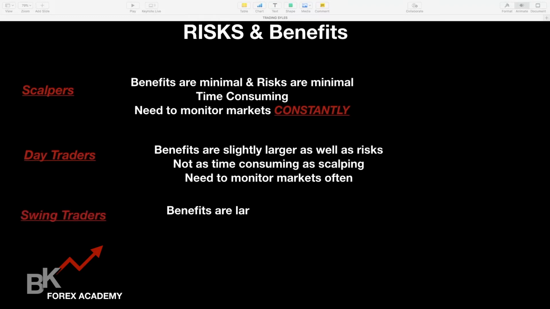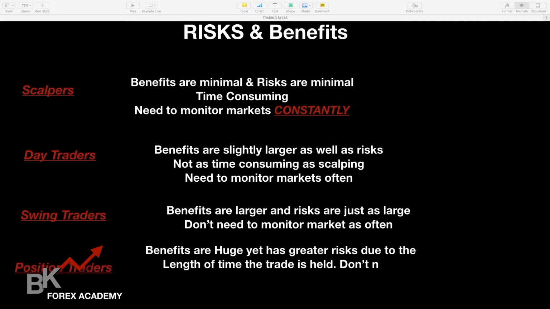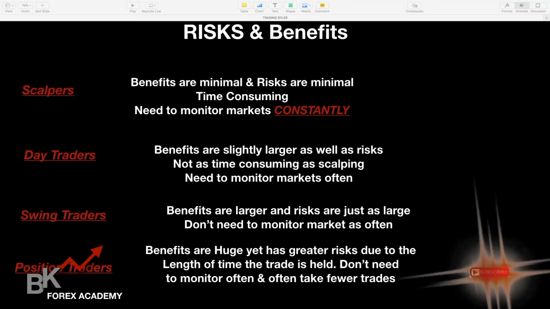For a swing trader, your benefits are larger and your risks are just as large. You don't need to monitor the market as often. And this was my favorite one when I was working my 9 to 5 because I didn't really need to focus on my charts too often. All I needed to do was put in my stop loss, my take profit, look at the market, put in my trade, and then I could just leave it alone and check it whenever I was on my break or on my lunch or whenever I just had a moment. And then position traders, it's really huge. You have really huge benefits, but your risk can be great as well. You want to have enough time and even finances in your account to be a position trader so that you can be in that trade for a long time, okay?